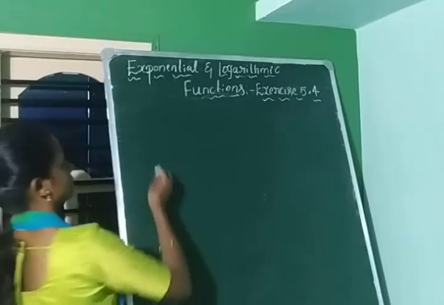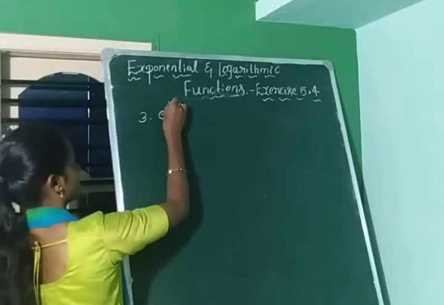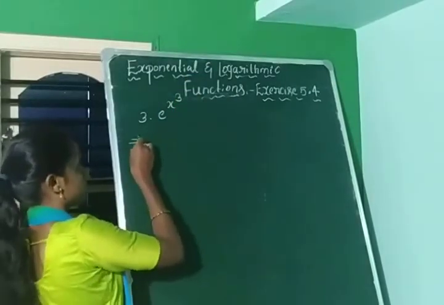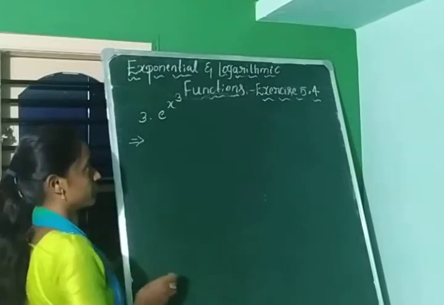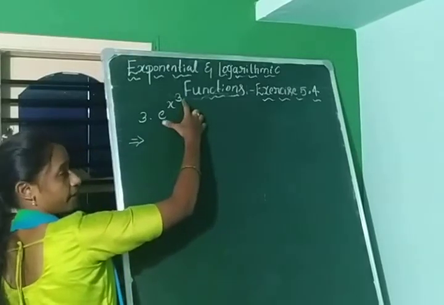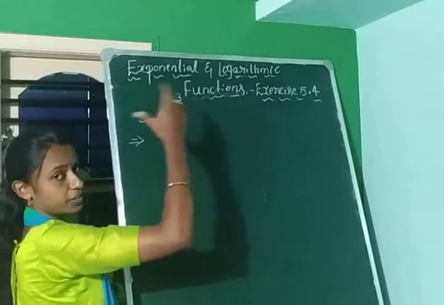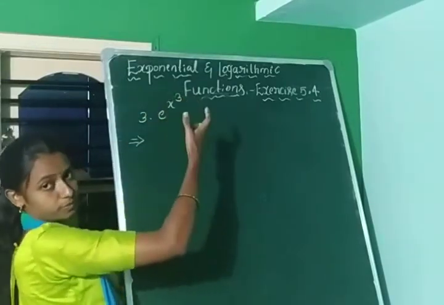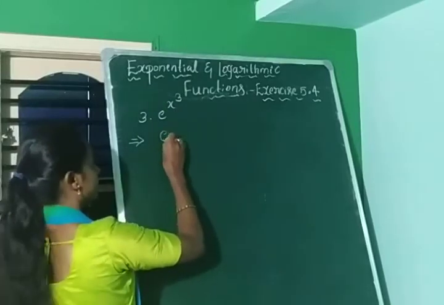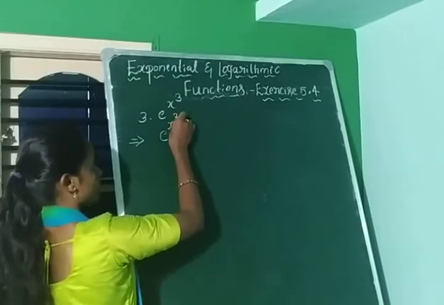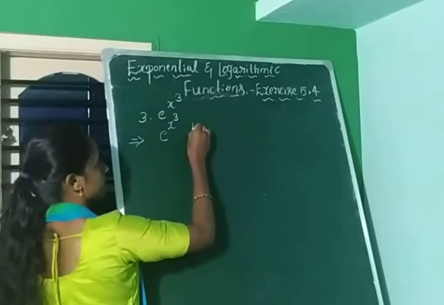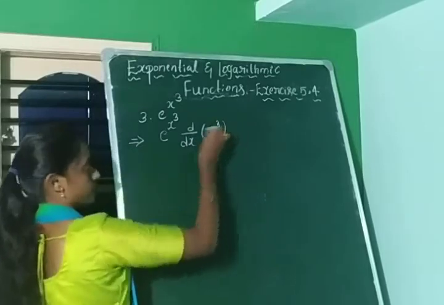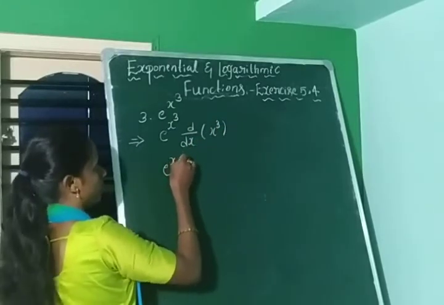e power x cube. I write it directly: the derivative of this exponential is, write the exponential function as it is, and again differentiate the power of this e, that is the x cube derivative. So I'll write the given exponential function as it is. Next, you need to differentiate the power of e, which is x cube. So e power x cube.